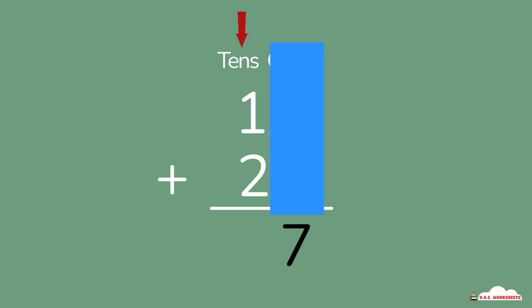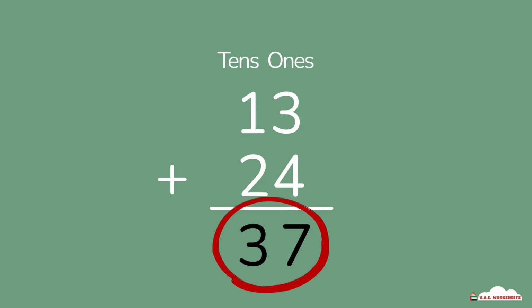Next, let's look only at the tens side. 1 plus 2. 1 plus 2 equals 3, so let's write 3 at the bottom on the tens side. Now we have our final answer of 37. 13 plus 24 equals 37.